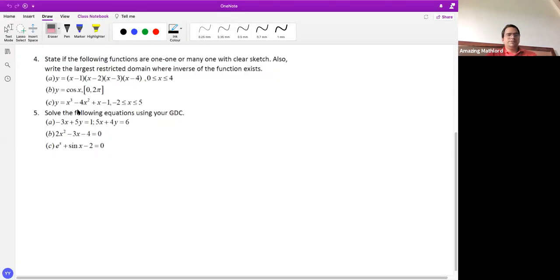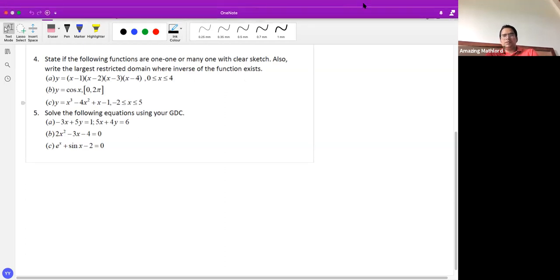Now here, the fourth and fifth questions basically say: state if the following functions are one-to-one or many-one with a clear sketch. Also, with the largest restricted domain, where will the inverse of the function exist? So what we're going to do is, instead of a calculator, I'm going to use Desmos for this. I'll just go on to Desmos now.